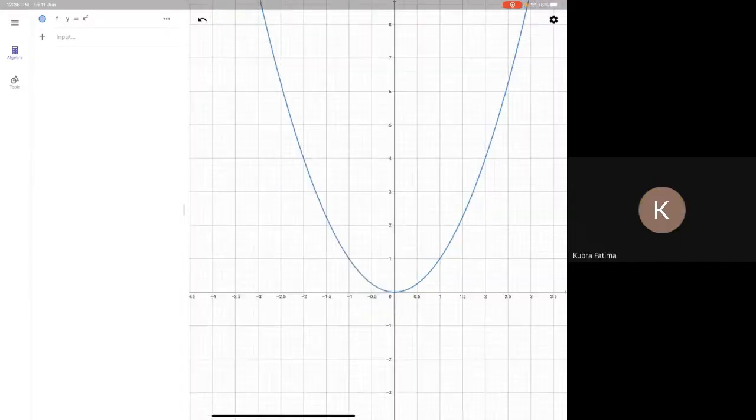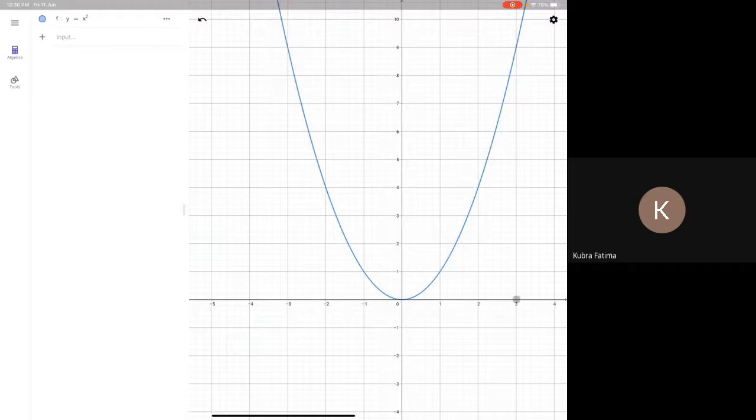अगर x 3 डाल दिया तो y की वैल्यू कितनी आएगी? 9. और x -3 डालोगे तो y की वैल्यू कितनी आएगी? 9. That means y is a function of x, so y can be written as f of x also. Clear? And what is f of x? F of x is x square. F of x can be sin x also. F of x can be cos x also. F of x can be mx plus c also. Are you getting my point?